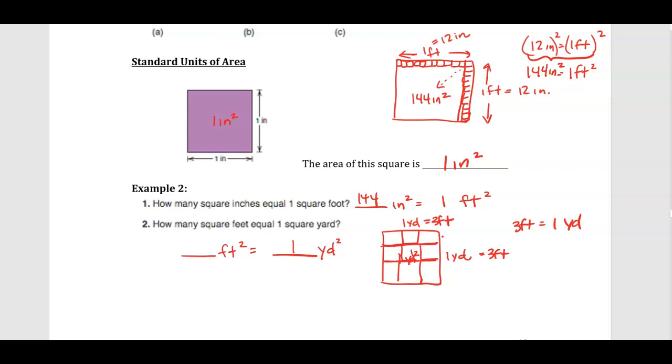Alternatively, you could square both sides of the conversion here. So 1 yard squared is 1 square yard, and then 3 squared would give you the 9. So that's another way to do it. So there are 9 square feet in 1 square yard.